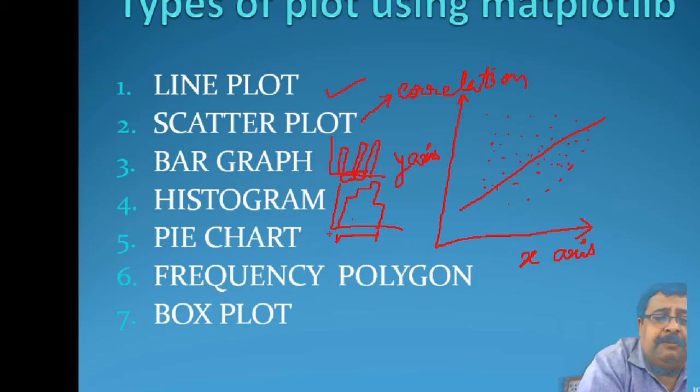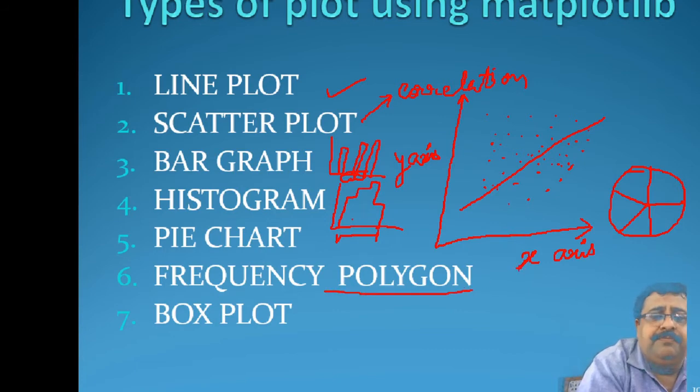Then we have the pie charts. Pie charts are used for one-dimensional data only. Single series only we can represent. So it is like this. It is divided into various sectors.